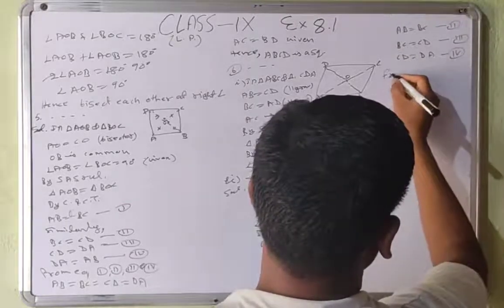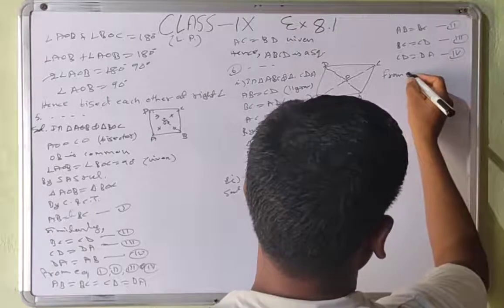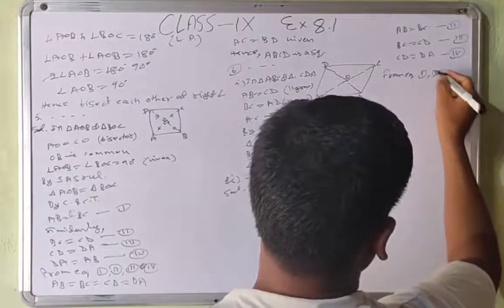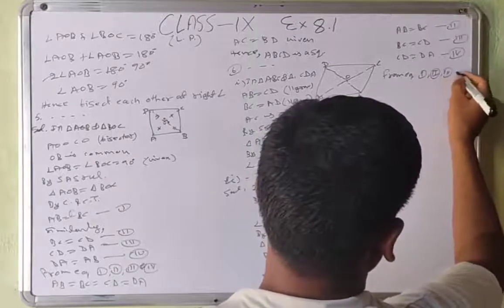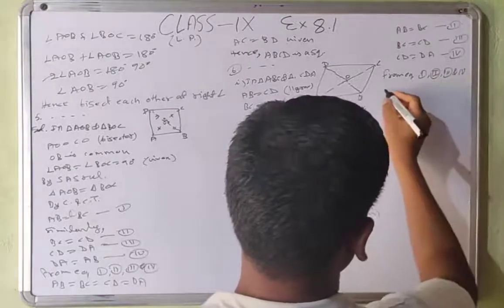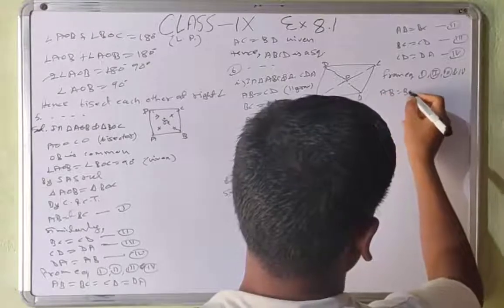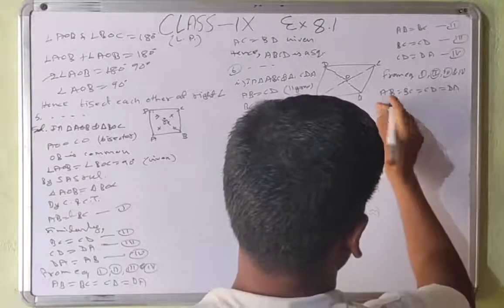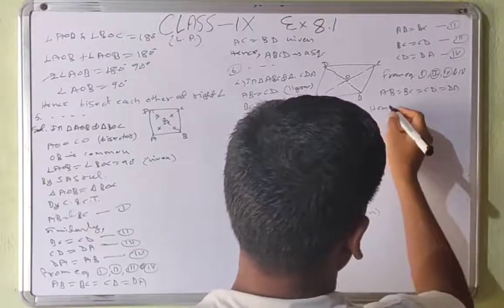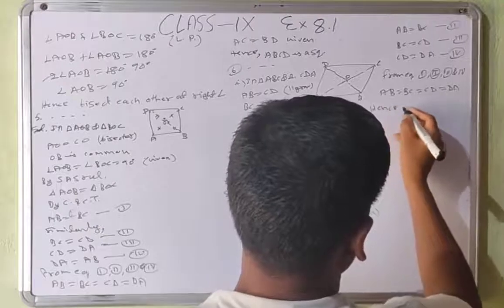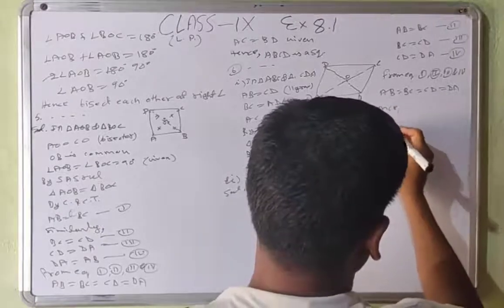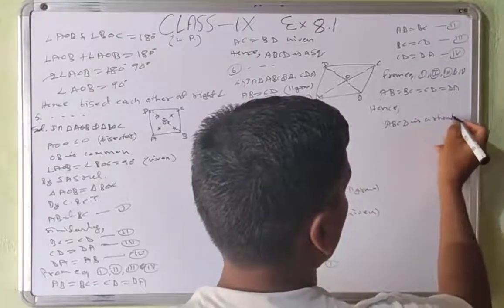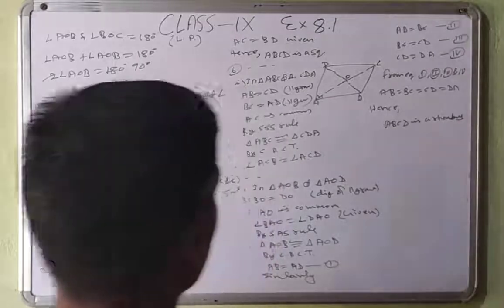So from the first, second, third and fourth equations, AB is equal to BC is equal to CD is equal to DA. Hence, if all sides are equal, then that is a rhombus. Hence ABCD is a rhombus.